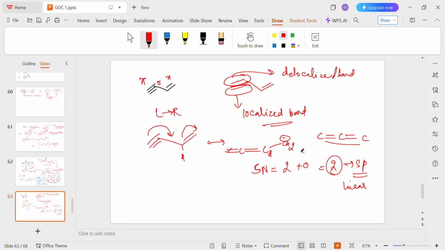Or you can draw the condensed structure as well. See, double bond, single bond and a negative charge. Okay, this is the contributing structure and of course a positive charge here. Okay, this is one contributing structure. The second contributing structure will be what?